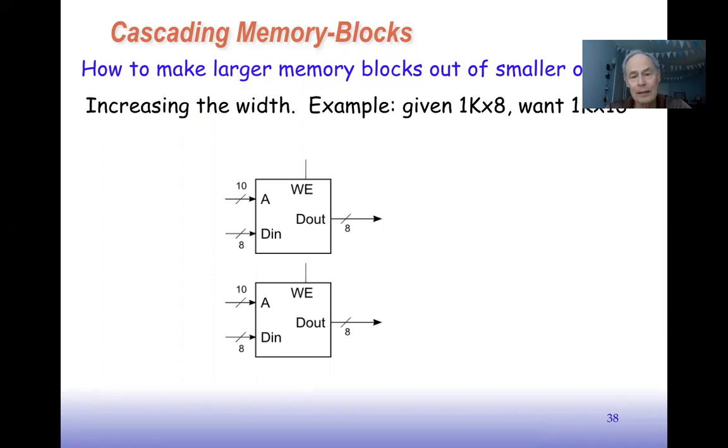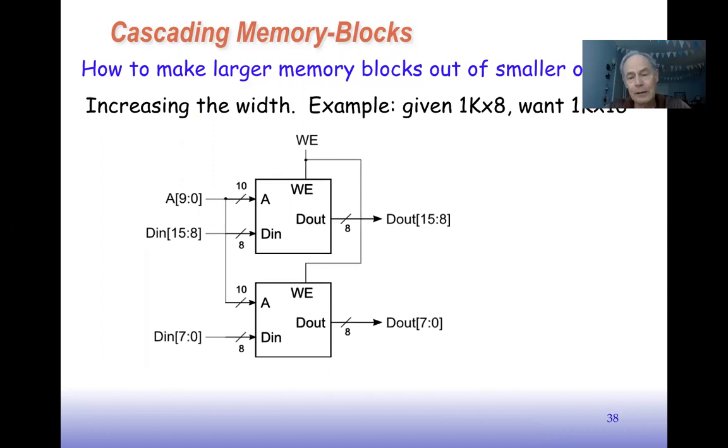We can do that in this example by using two memory blocks, using the upper memory block to supply the output bits 8 through 15 and the lower memory block to supply the output bits 0 through 7. They just work in parallel. They share the write enable signal, they share the address lines, and they each have their own data input and data output.